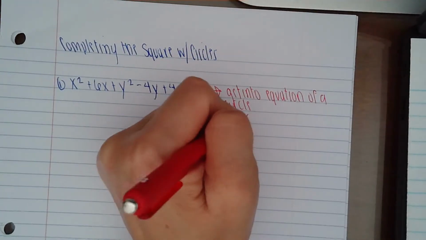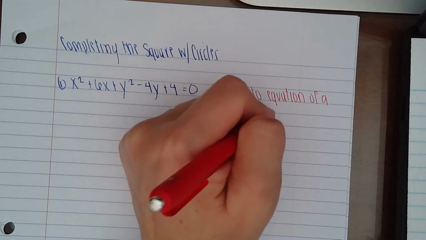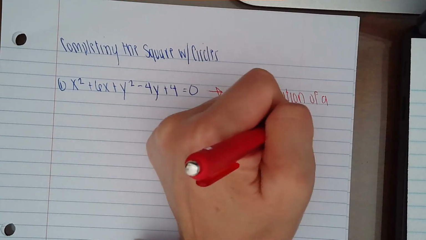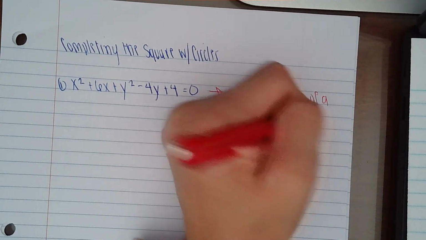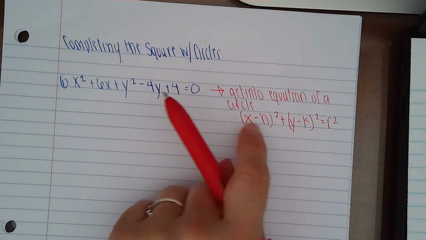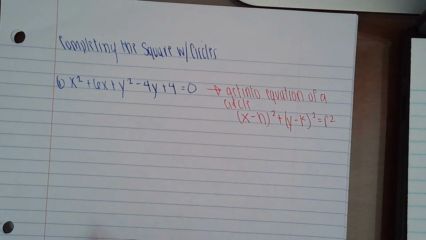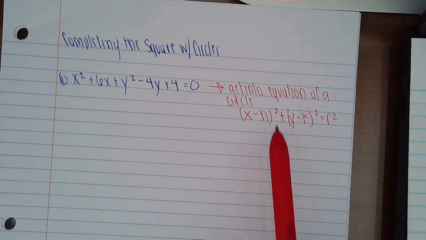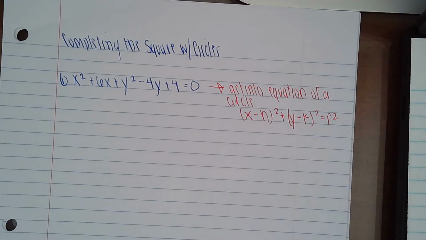Which, if you guys remember, is (x minus h) squared plus (y minus k) squared equals your radius squared. Right. These can be plus or minus just because you're squaring them. So don't stress if sometimes I write it negative and sometimes I write it positive.